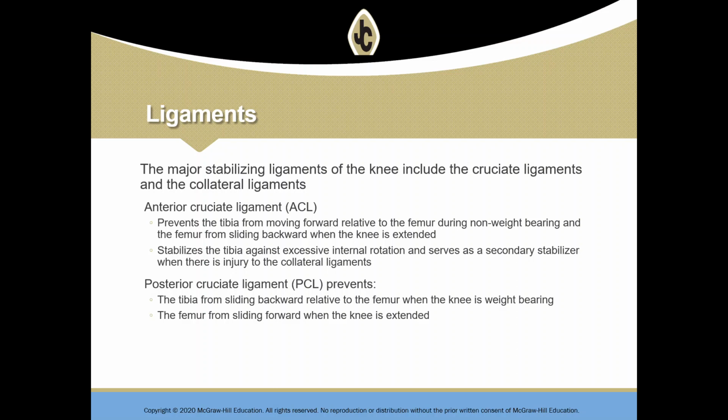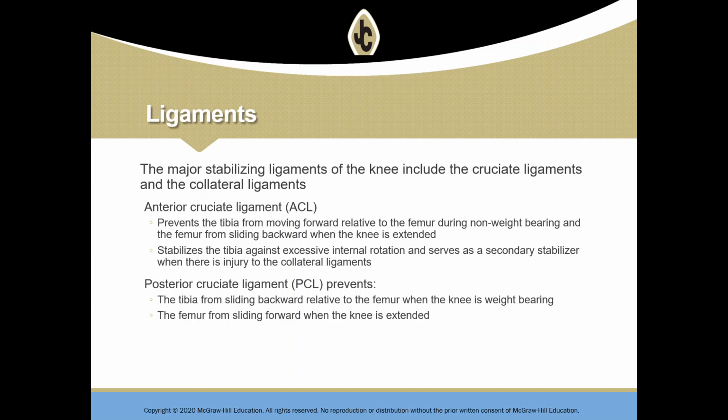And it stabilizes the tibia against excessive internal rotation and serves as a secondary stabilizer when there's an injury to the collateral ligament. So basically, it's keeping that tibia from moving forward. So anytime in hyperextension that tibia is pushed backwards, that's when we worry about an ACL tear.